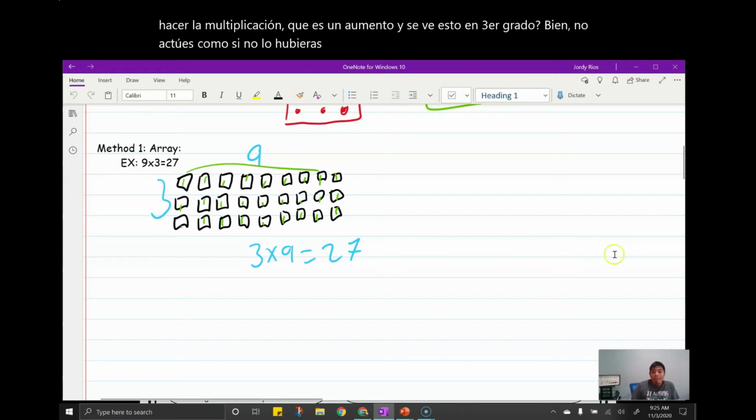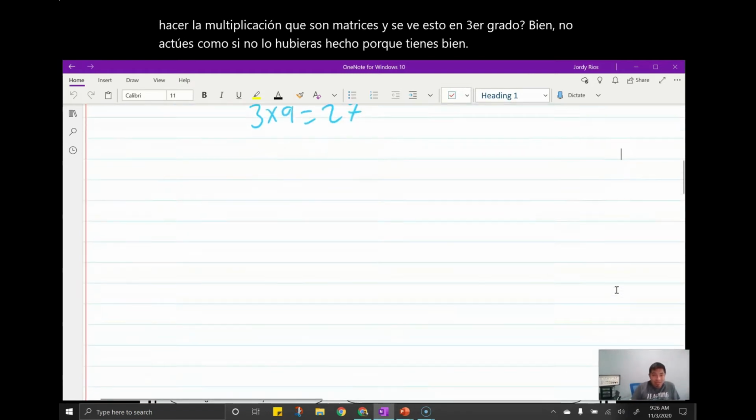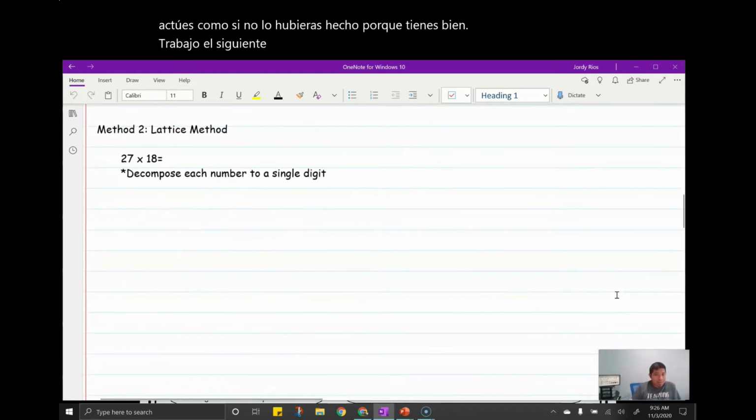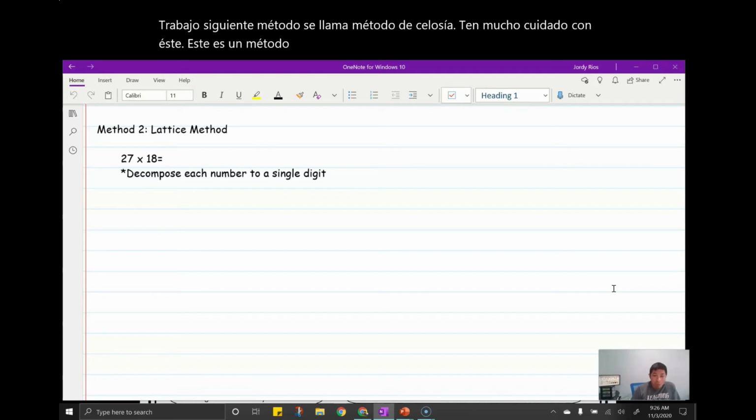Alright, our next method is called the Lattice Method. Be very careful with this one. This is a really good method, but it'll be confusing to some of y'all, okay?